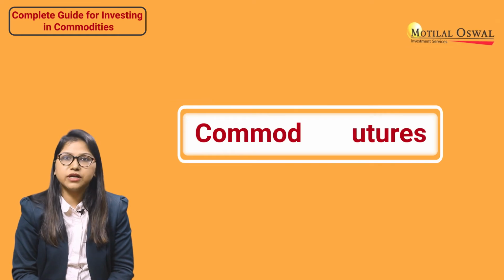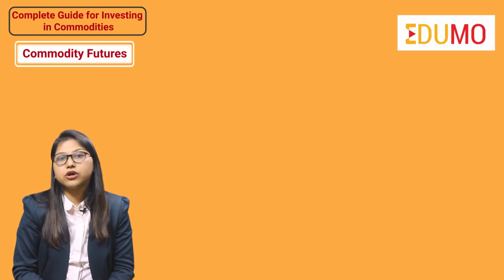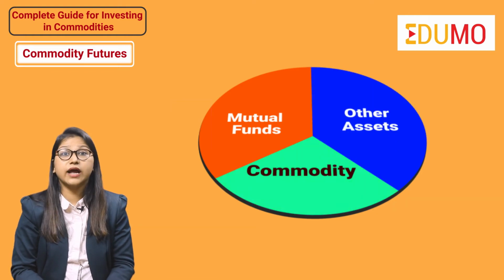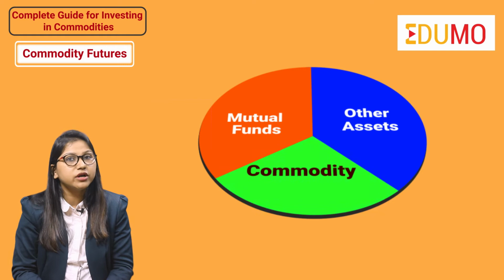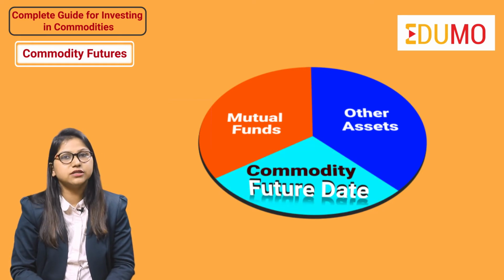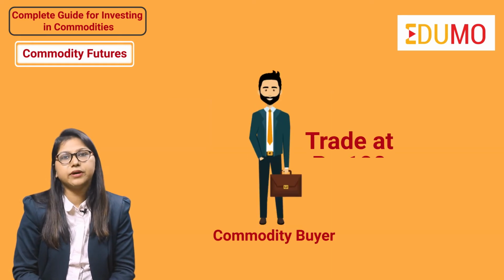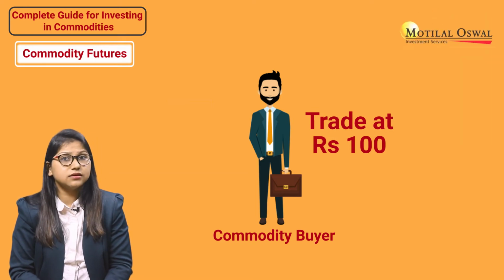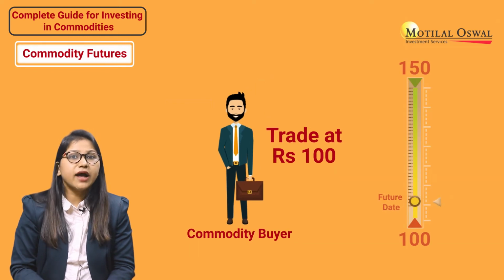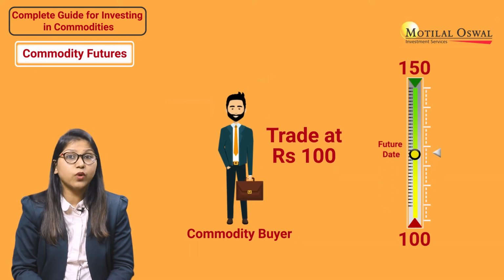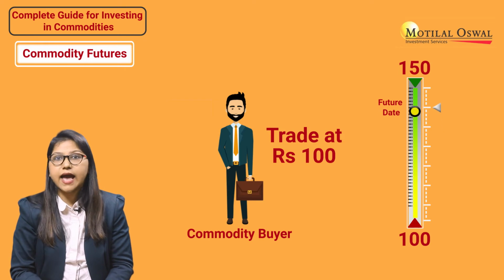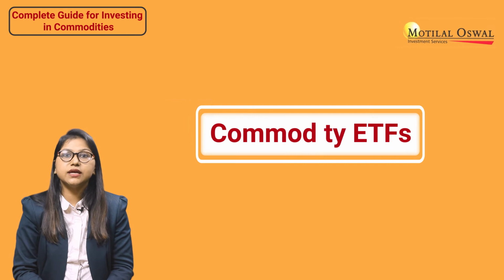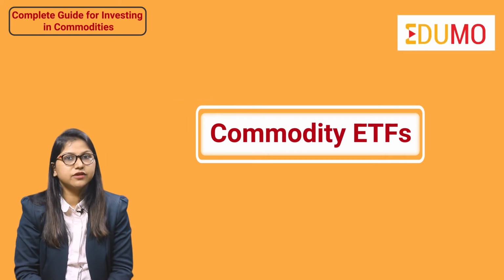So first is commodity futures. Investing in commodity futures is a good way of portfolio diversification. These are contracts to buy or sell a particular amount of a commodity at a certain future date. So for instance, if you took up a trade of rupees 100 as a commodity buyer and at a certain predetermined date, the value of the contract increases to rupees 150, then the buyer wins, and it remains so vice versa as well.